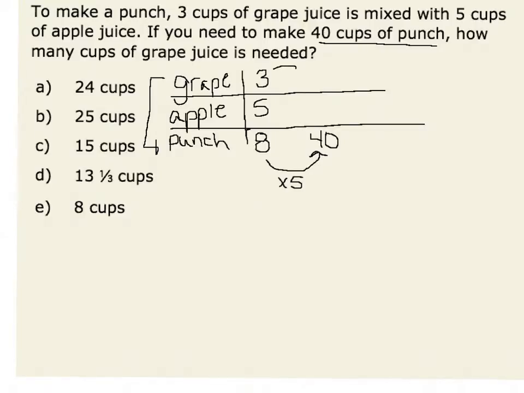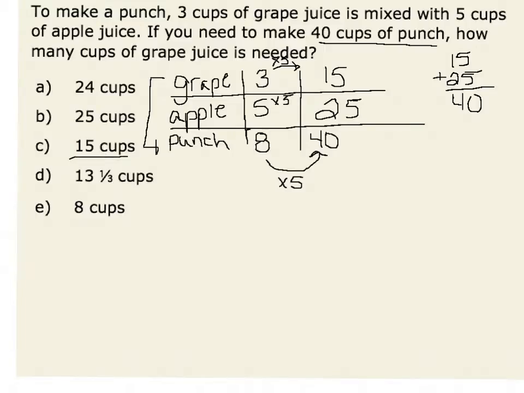Therefore, if I took my amount grape and multiplied it by 5, I would have 15 total cups of grape juice. Multiplying my part apple also by 5, I would have a total of 25 cups apple. I would recognize that the ratio of 15 cups grape to 25 cups apple is equivalent to that ratio of 3 to 5. I also know that if I took 15 cups of grape juice and added it to 25 cups of apple juice, I would have 40 total cups of punch. Therefore, I know that I need 15 cups of grape juice.